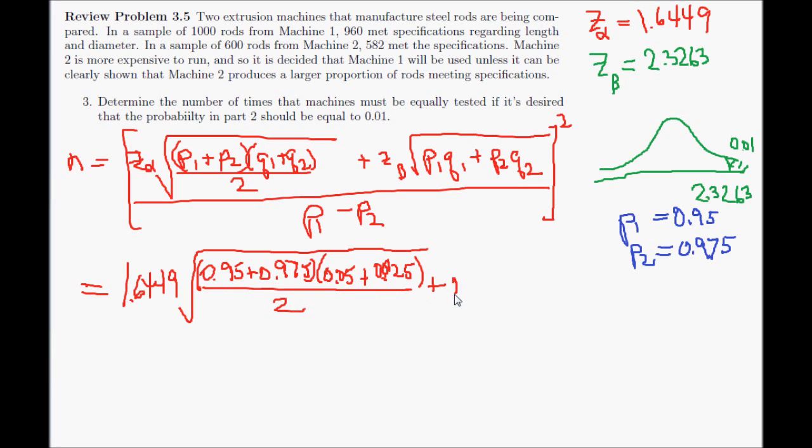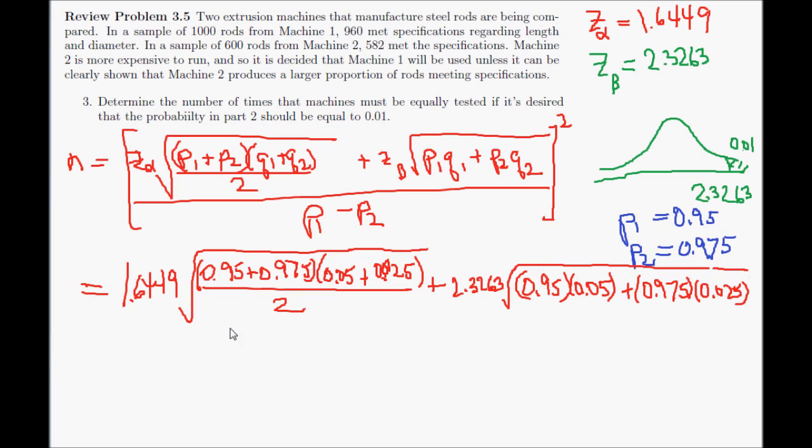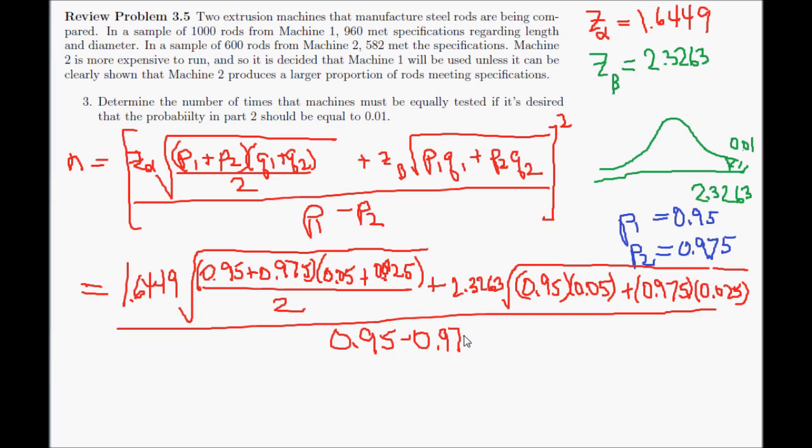plus the value of z sub beta, 2.3263, times the square root of P1, 0.95, times 1 minus 0.95 is 0.05, plus P2, 0.975, times 0.025, divided by the difference, 0.95 minus 0.975, and then it is necessary to square this entire thing.